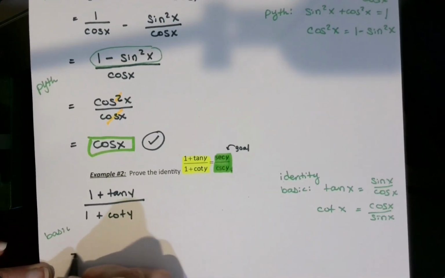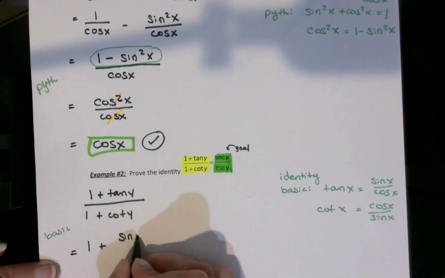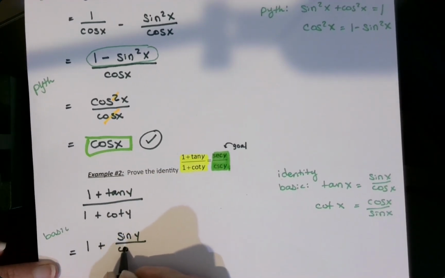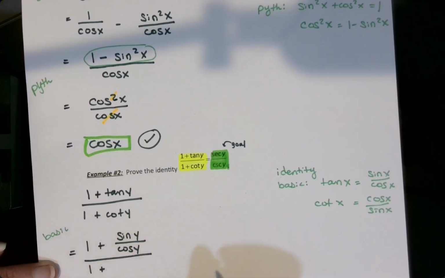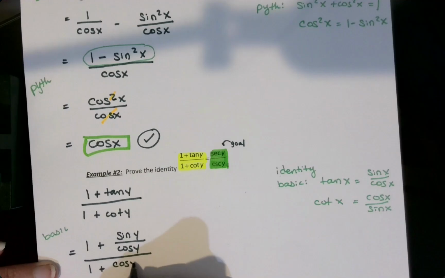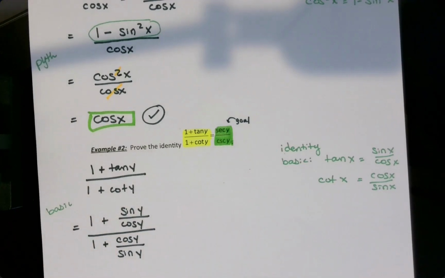To write this as 1 plus sine, the variable here is y, so sine y over cosine y over 1 plus cotangent, that's going to be cosine y over sine y. So use a basic identity. It looks a little messier now, but I have stacked fractions and I can get rid of those using common denominators. This is not an identity, it's an algebraic technique.